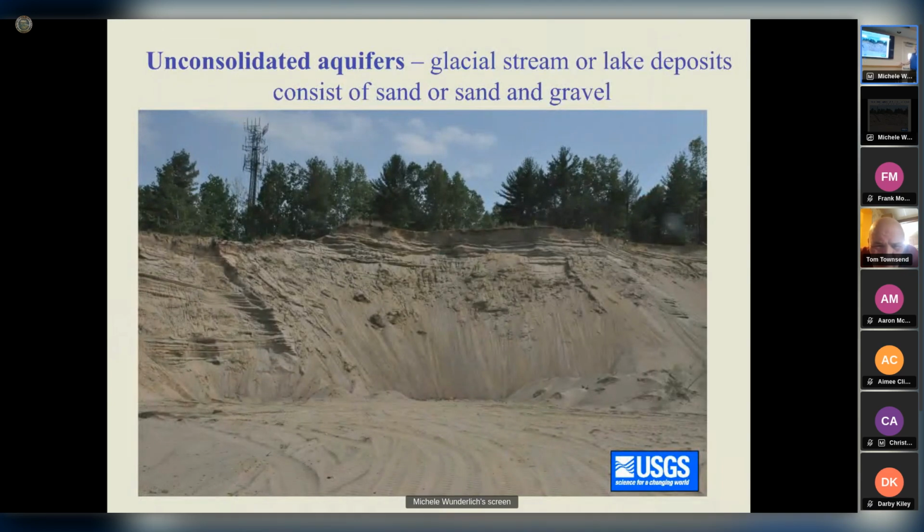So just so you can visualize an unconsolidated or a valley fill type aquifer, here's a sand pit, and so if this was saturated, in this case, water table may be 10 feet below land surface here. But just so you can get a feel for, if you have this saturated with water, that could hold a fair amount of water. Next.